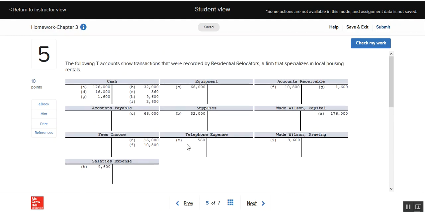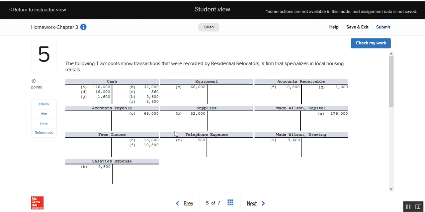So you can do it on a scratch sheet of paper or just in your head, however you want to do it. But we need to find out what the net income is as if we were doing the income statement. So we need to look at all these things and figure out what would be on the income statement. So this looks a lot like number 4. Cash, equipment, accounts receivable, and supplies are all assets.